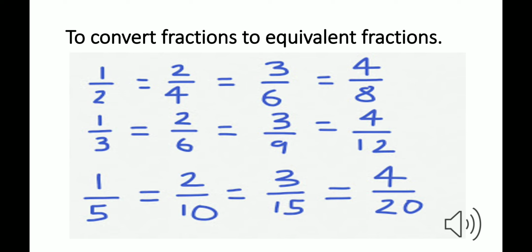Similarly, 1 by 5. 1 into 2 is 2. 5 into 2 is 10. 1 into 3 is 3. 5 into 3 is 15. 1 into 4 is 4. 5 into 4 is 20. And so these all are equivalent fractions. Okay. So we are going to do one question regarding this in the next one.